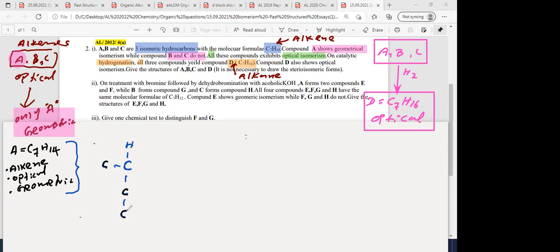Then there are 2 different groups. How many carbons have I utilized out of 7 now? 1, 2, 3, 4. How many carbons are left? 3 more carbons left out of 7. Then I will put those 3 here. Now you can see I get 4 different groups around the central carbon.